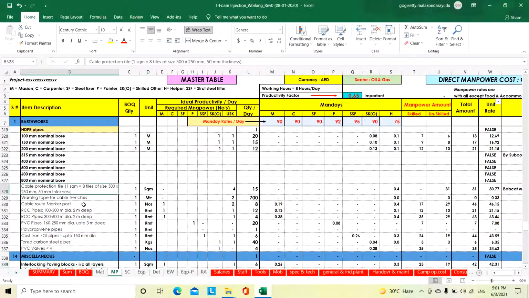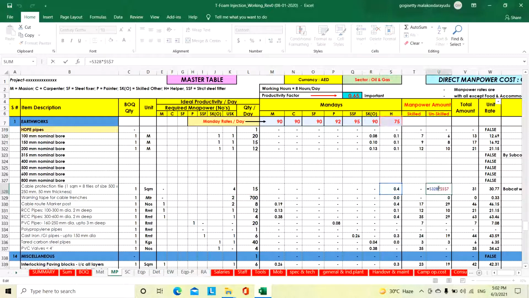That is cable protection tiles, for the electrical cable trenches. Four helpers can do 15 square meters. That means to do 1 square meter, 0.4 man day of helper is required. This is the man day rate, and this is the total amount. Total amount divided by quantity is the unit rate. Here, this is the BOQ quantity. You can change whatever the quantity is required. It is 100, 200, 300, 400 as per the BOQ quantity.